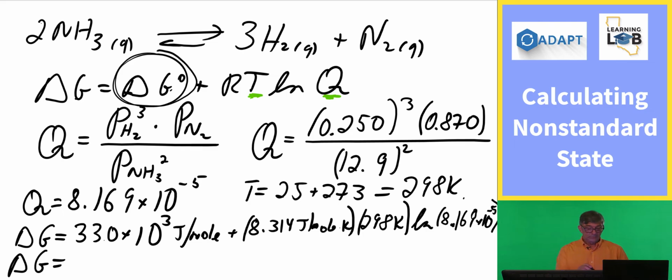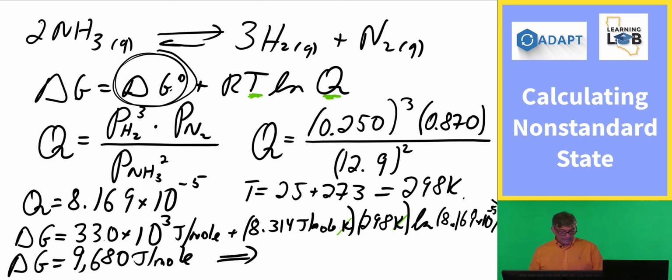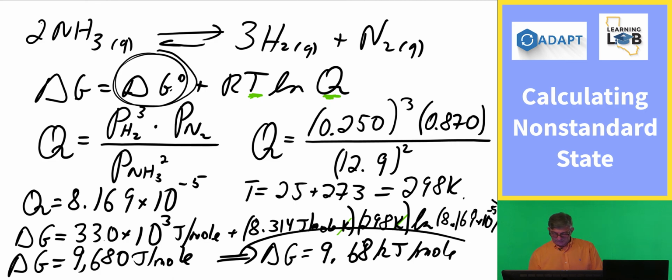Therefore, let's make sure we're tracking our units here. The natural log is unitless, the Kelvin cancels, and we are in joules per mole. So our free energy, the delta G non-standard state, equals 9,680 joules per mole. If we were asked to express the answer in kilojoules, we'd move that value over 3 decimal places, and the delta G non-standard state equals 9.68 kilojoules per mole. And that is the calculation of a non-standard state free energy.